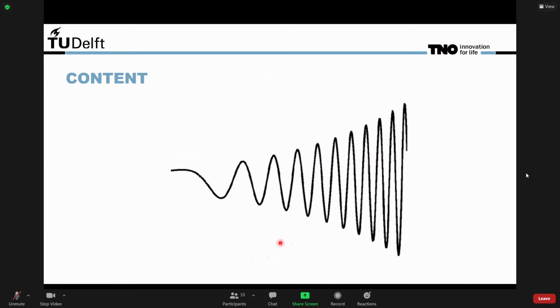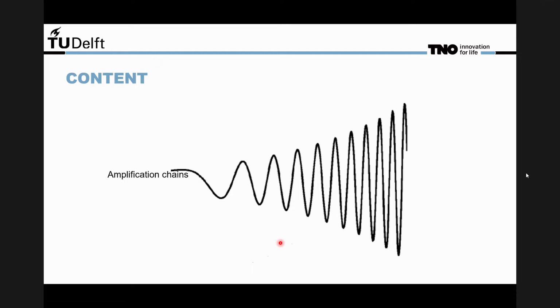So moving on to the content. First I'll explain the role of amplifiers in quantum computers. So the amplification chain. Then I'll explain some theory about amplification, very basic amplification theory, and I will also go in more depth into parametric amplification. After this, I will discuss an advanced Josephson parametric amplifier known as the Josephson traveling wave parametric amplifier, or for short, TWPA.